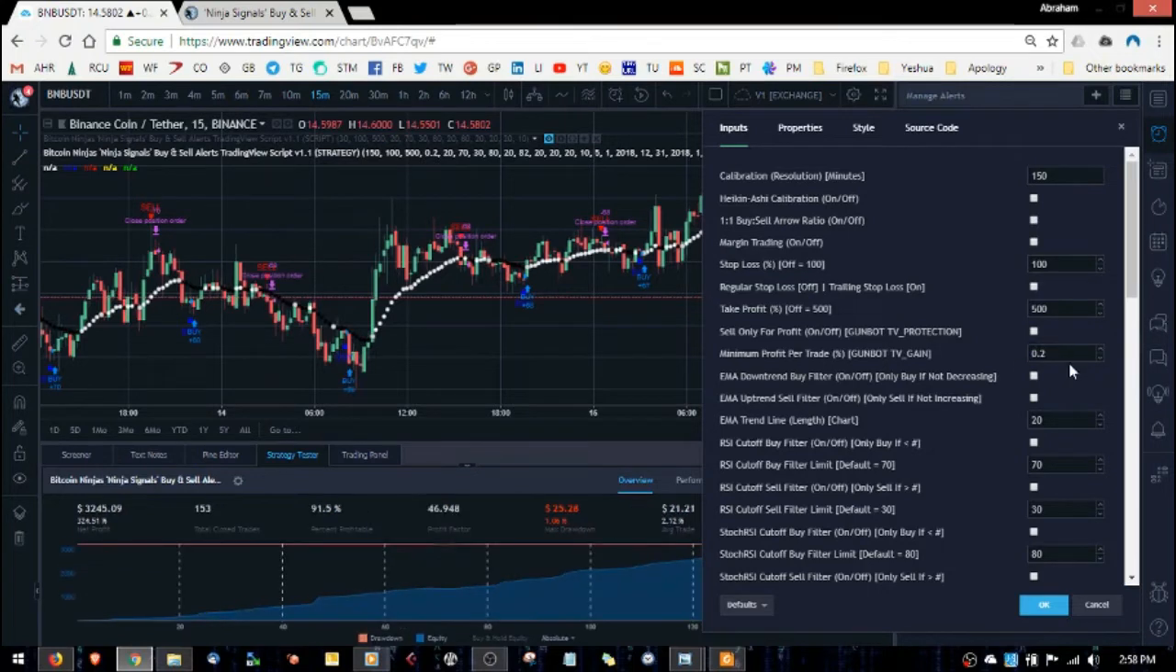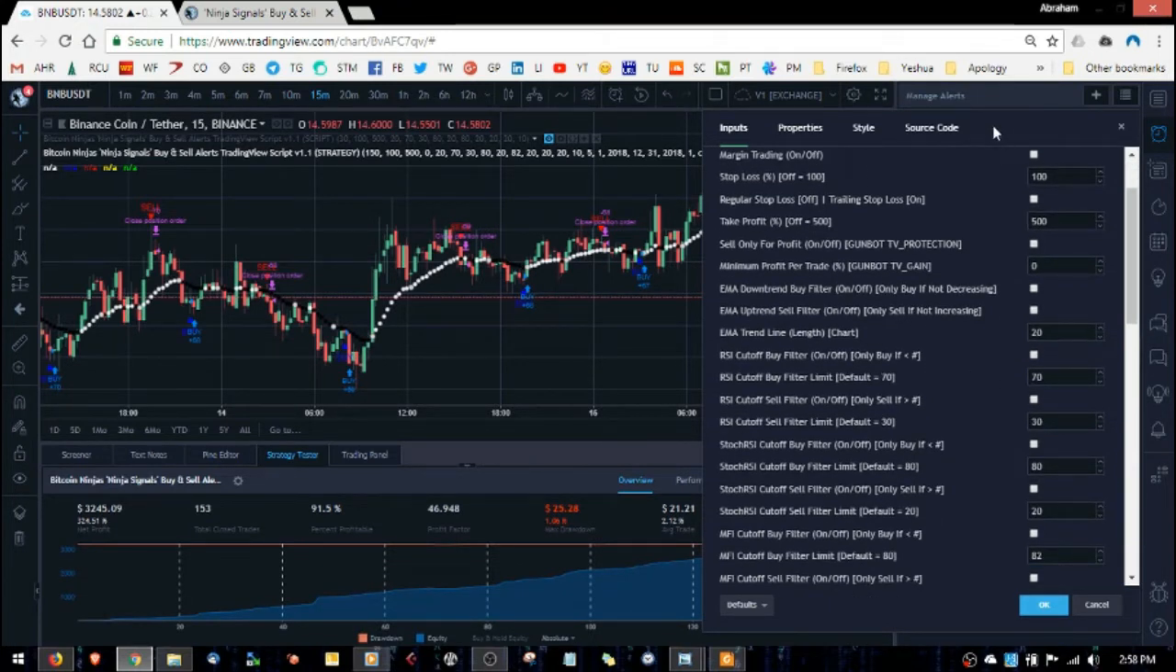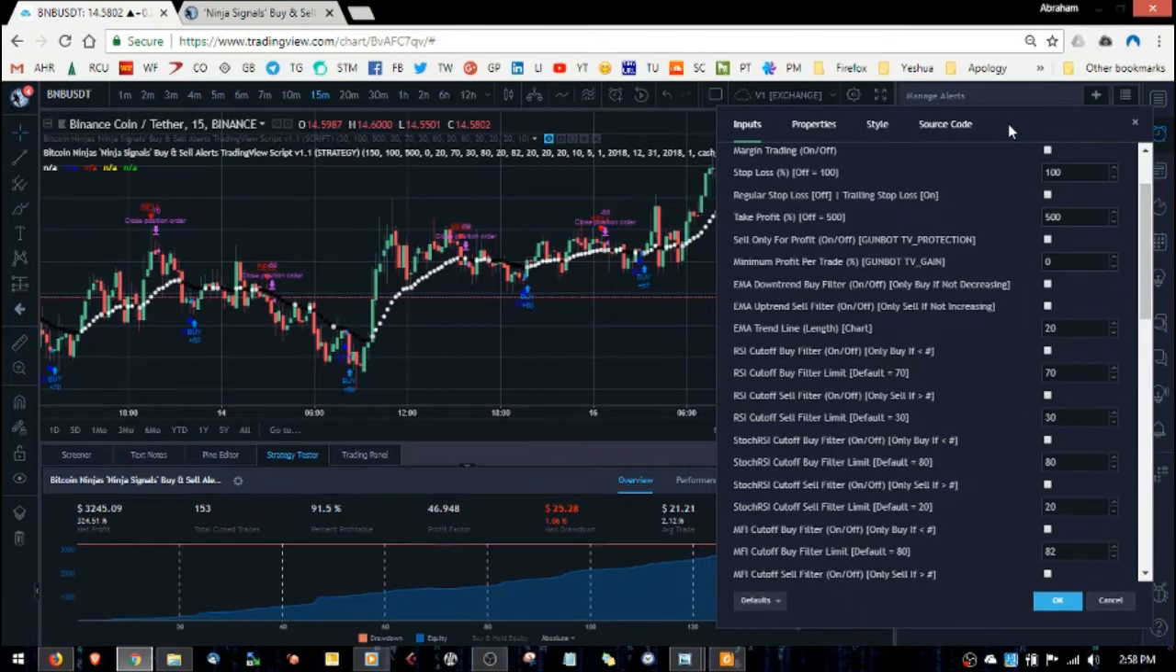The default is now inactive. I just simply set it to 0 for peace of mind, even though it's inactive. That way just know that it's at default. And we're going to move down to our EMA downtrend buy filter and EMA uptrend sell filter.